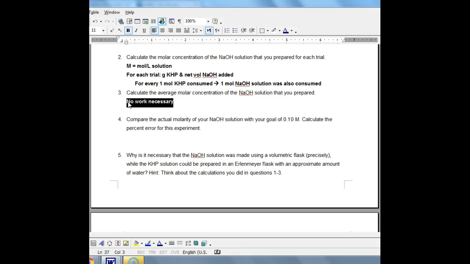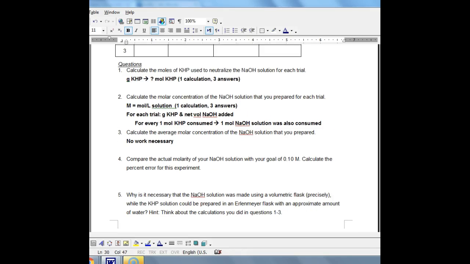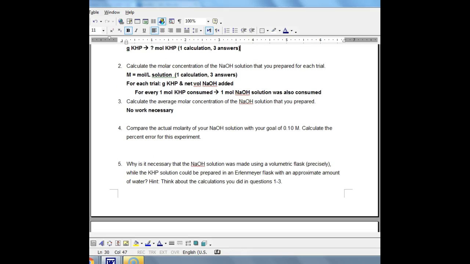But I do need an average molarity. So I'm going to go back up here, and again, you need to show one calculation, but there should be 3 answers for number 2. And in number 1, again, you need to show one calculation, but there should be 3 answers. Or something indicating why there aren't 3 answers if there was a duplication of one of those values.